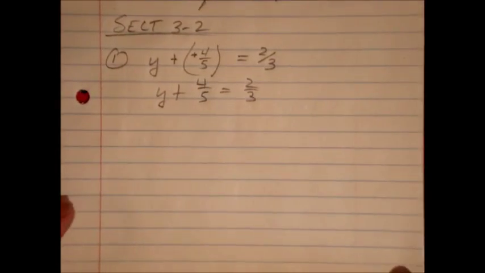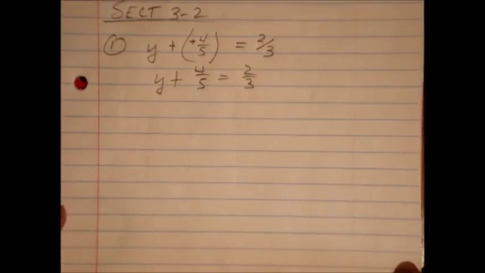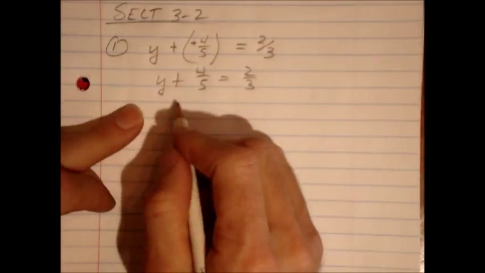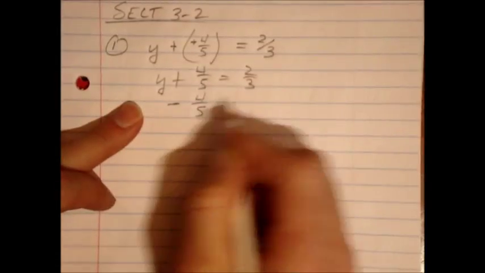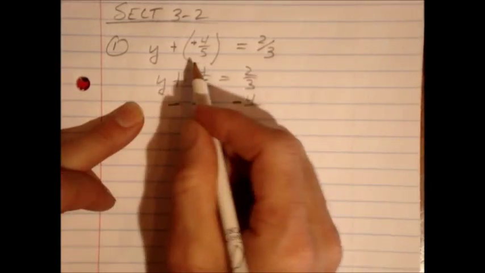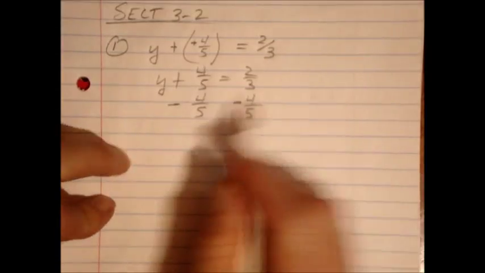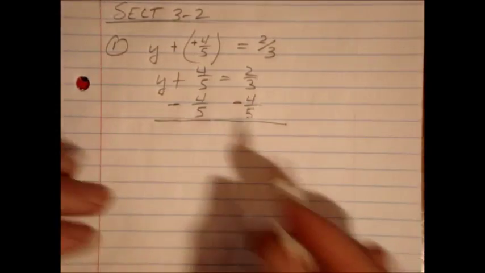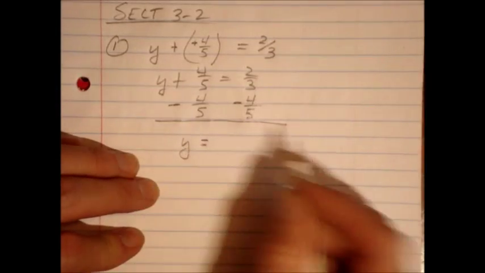What did you say that you wanted to do? Oh, he's changing his mind. He wants to go ahead and subtract, because the opposite of addition is subtraction. So he's going to subtract 4/5 from both sides. See, if you clean that up, you'll avoid those mistakes, right, Elijah? Yeah. Okay, so 4/5, subtract 4/5, that's gone. All you have left is y on the left side.